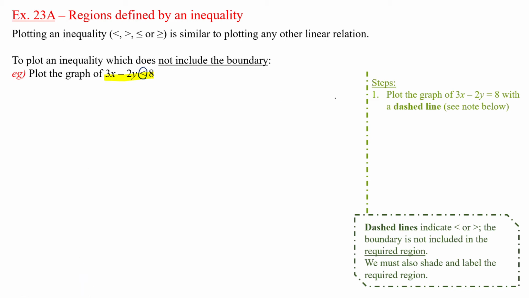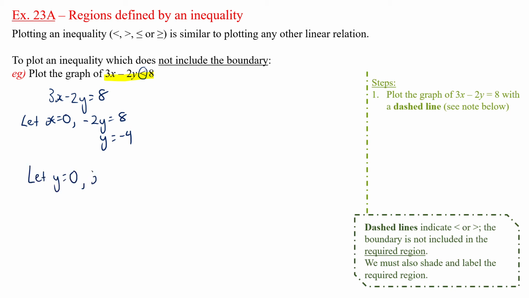So first of all, to plot that line, 3x take 2y equals 8, and that's what we're going to plot. We need 2 points on the line. This is written in intercept form, so I'm going to solve for the x and y intercepts. If x equals 0, I get negative 2y equals 8, giving me y equals negative 4, and there's 1 point. There's my y-intercept. And if I let y equal 0, I get 3x equals 8, which gives me x equals 8/3, or I could rewrite that as 2 2/3, if that helps your brain.